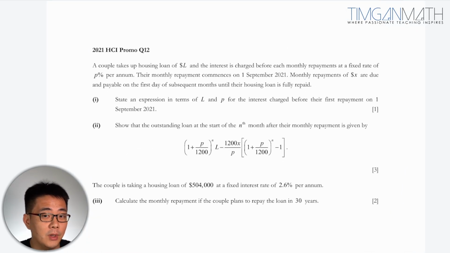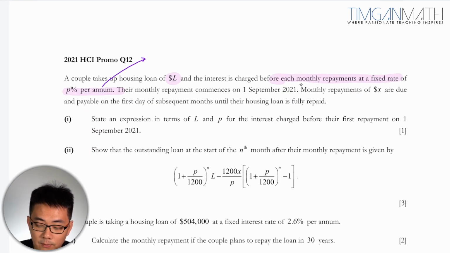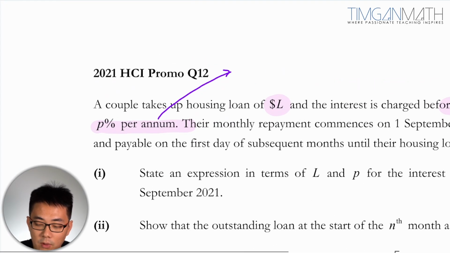So a couple takes up a housing loan of L dollars. So this is the housing loan. And the interest is charged before each monthly repayment at the fixed rate. Each monthly repayment has a fixed rate being charged at P% per annum. Now, P% per annum means, be careful, because now you have a monthly repayment. So every 1 year, you are charged P%.